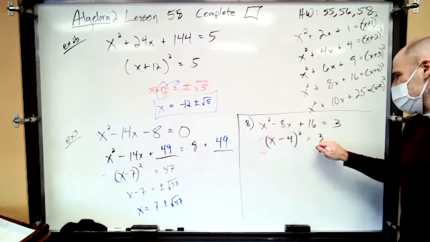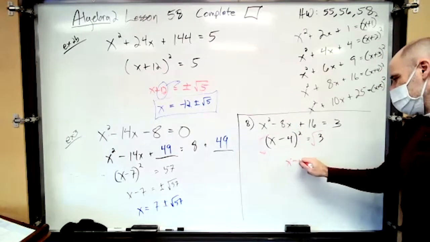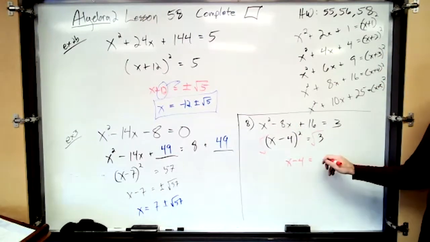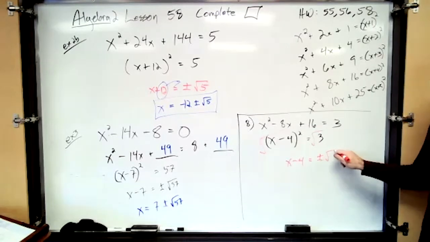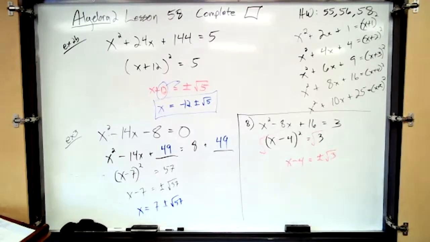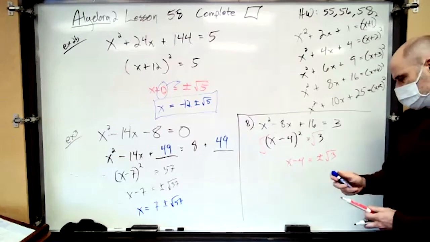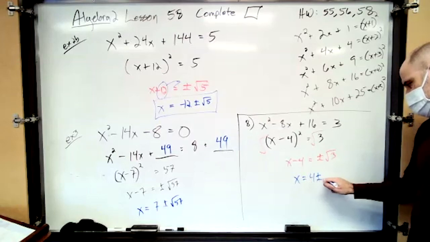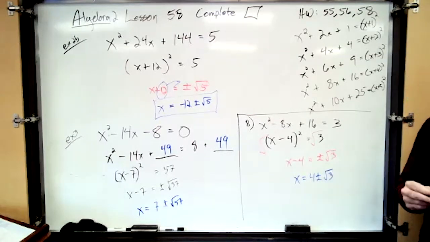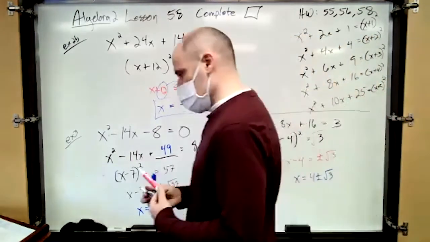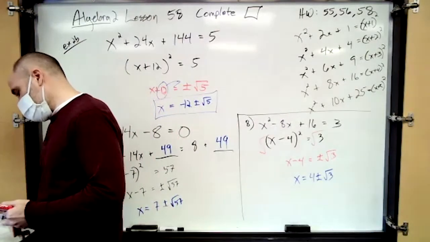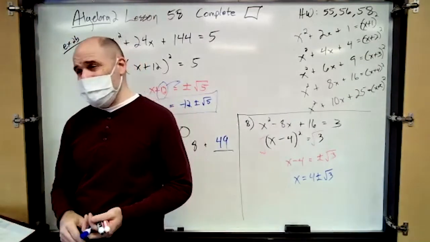Square root both sides. So it's just x minus 4 equals plus or minus, not plus or minus 3, not yet. Square root of 3. Plus or minus square root of 3. Okay. And then add 4. So x equals 4 plus or minus the square root of 3. Perfect. Good job. So that's number 8. That's one of your homework problems. Number 9 is already written as a perfect square, so all you have to do is factor and solve it.